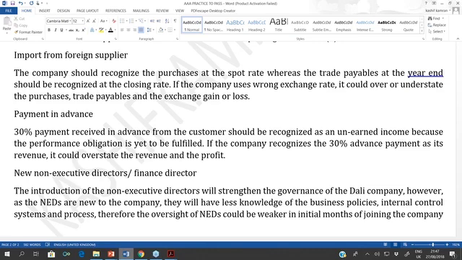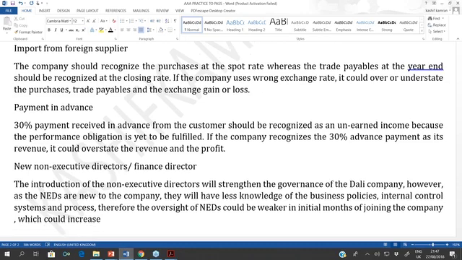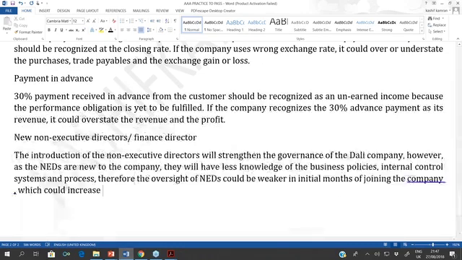This is a very short-term risk, right? The NEDs are new. They will take some time to settle in and to know about the company. So in the meantime, the monitoring will be weak. Therefore, the oversight of the NEDs could be weaker in the initial months of joining, which could increase the chances of material misstatements in the financial statement. That is 2 marks. Then I go down and I start to write about the finance director.